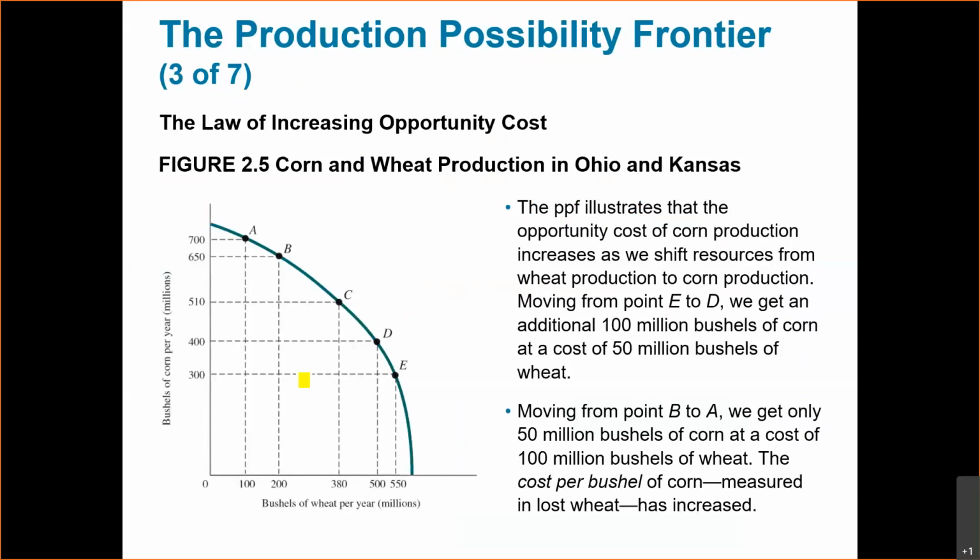Now here we have a new graph. Let me walk you through this. Here we have bushels of wheat per year, and here we have bushels of corn. This is the combined production of wheat and corn for two U.S. states. These are the states of Ohio and Kansas.